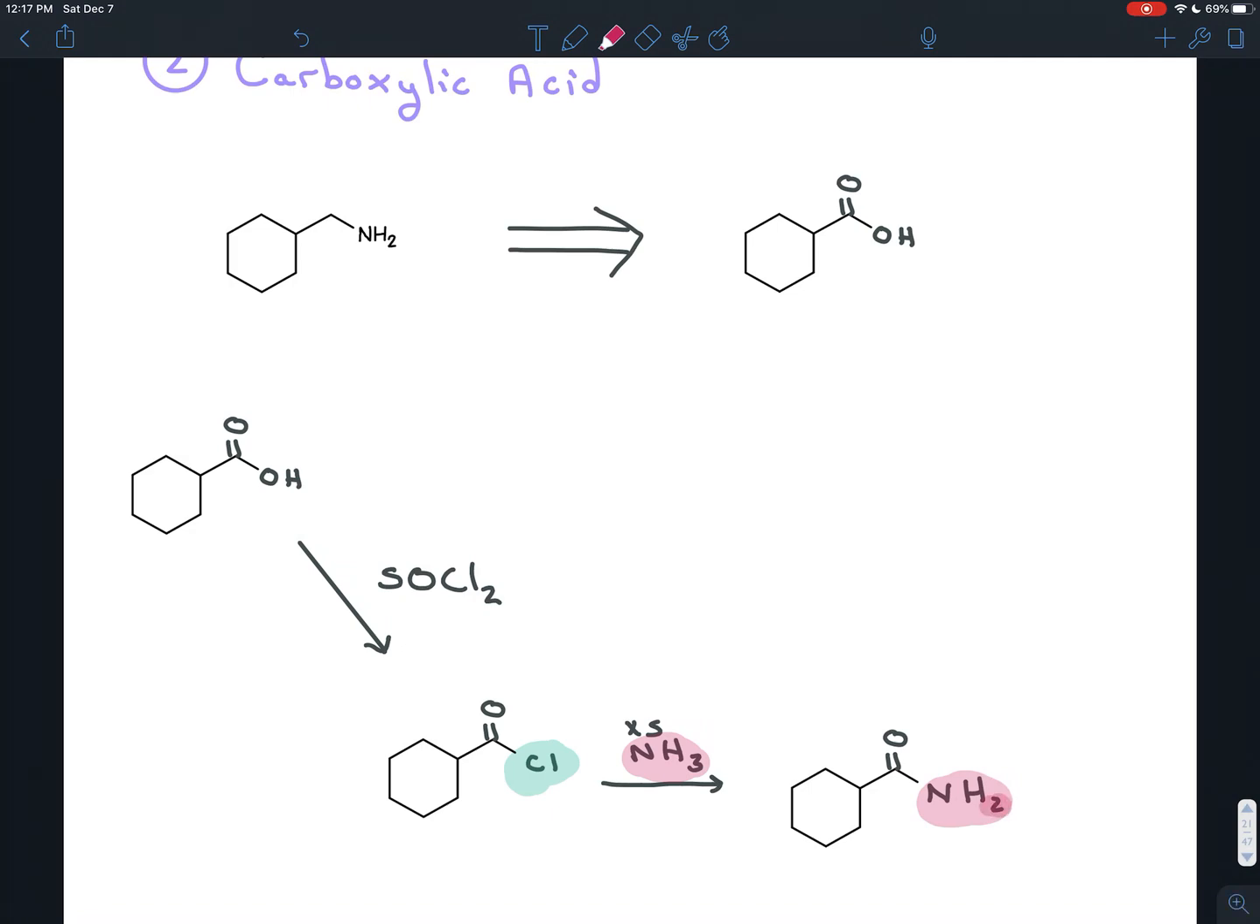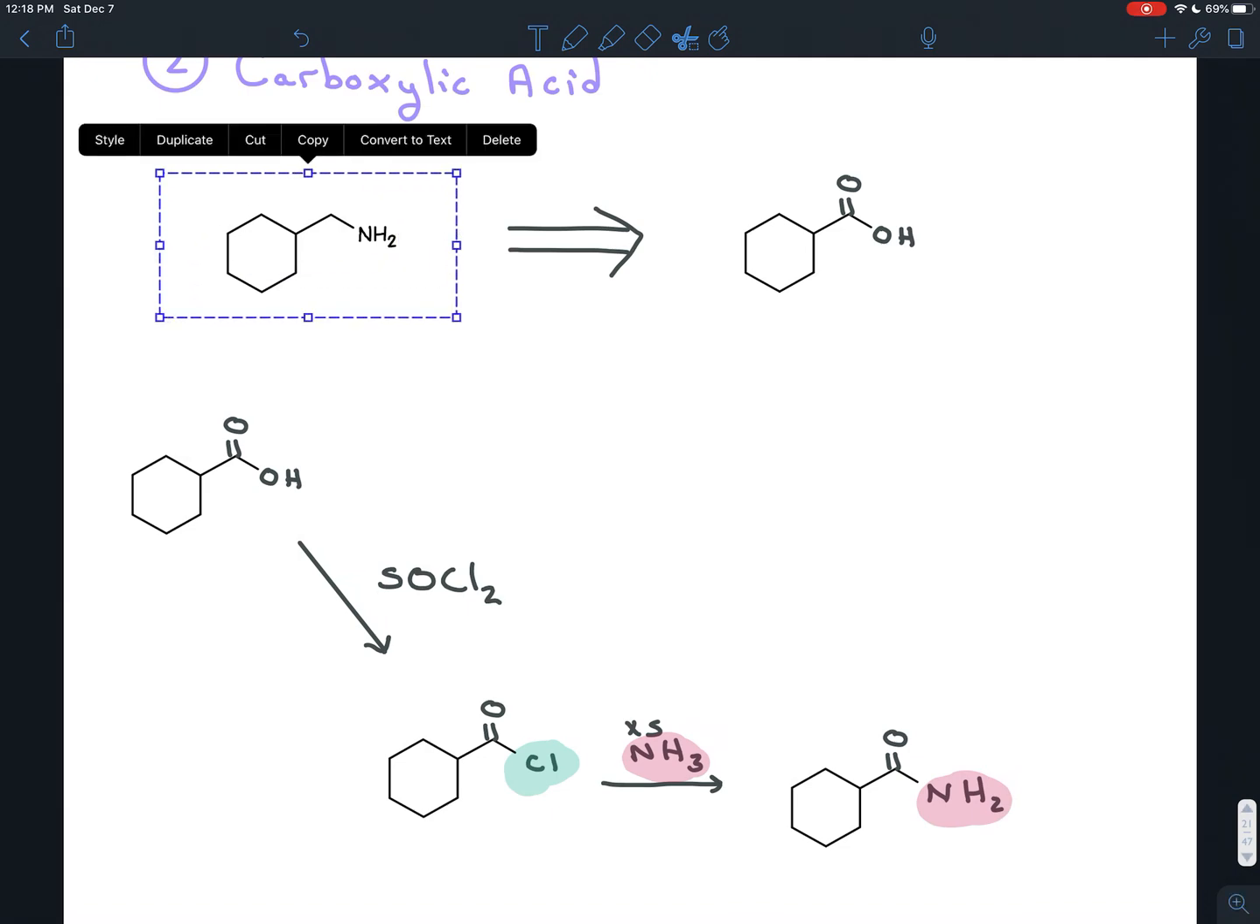Notice that it only has 2 hydrogens instead of 3. The second equivalent of ammonia, that's why we have excess, did a proton transfer and took a hydrogen off of this to stabilize the charge that would otherwise be on it. So now we almost have the molecule we want.